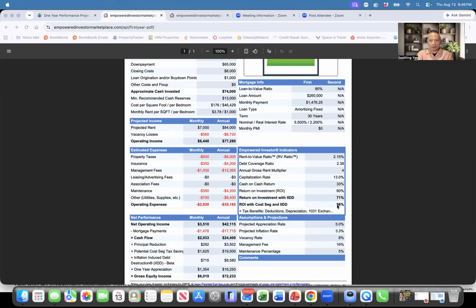So how do I calculate the 98% with cost segregation? Look, cost segregation is additional. The cost segregation savings is $19,500 in this particular property, for the year. This is tax savings, though, so that's part of your calculation to determine total ROI. You divide it by 12 months, so your monthly potential tax savings is $1,625. Look, I know it's very, very hard to calculate tax benefit. What do I mean by cost segregation?